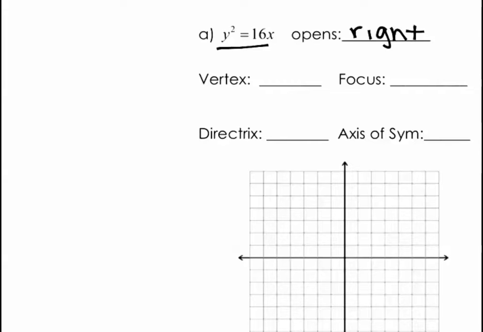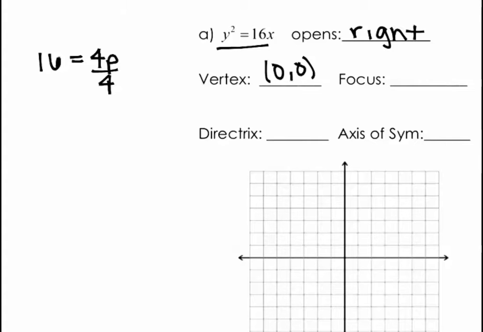Now the next thing we're going to want to do is identify the vertex. So the vertex here is actually going to be at the origin at 0, 0. And the reason why is because we don't have any h or k values. We don't have anything being added or subtracted to the x or the y. Now the way that we're going to find the focus is we're going to have to find our p-value. So the way that you find the p-value is you take the coefficient of x, and that's going to be 16. And we're going to actually set that equal to 4p, because that 4p is the coefficient of our x in our equation.